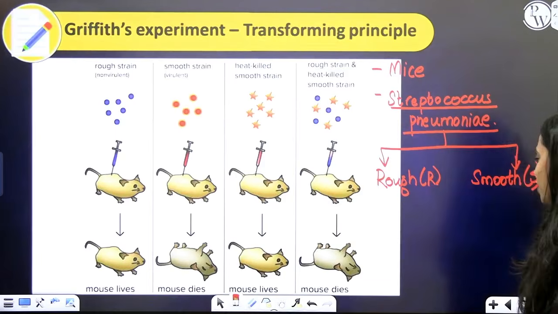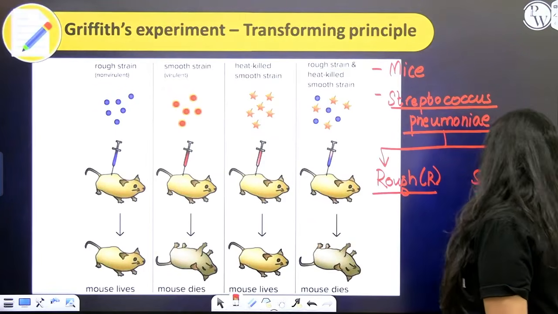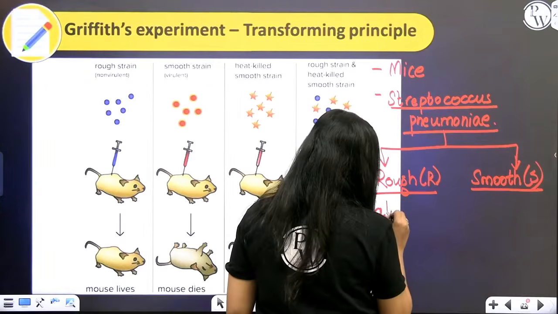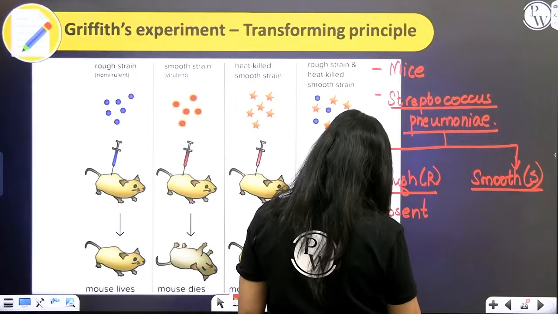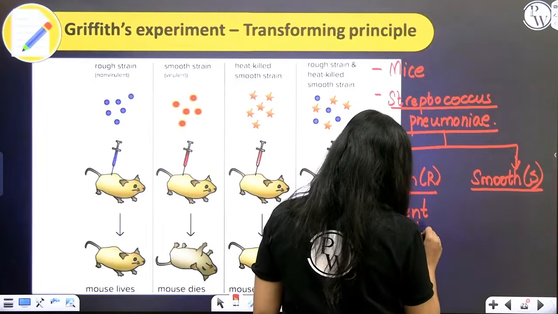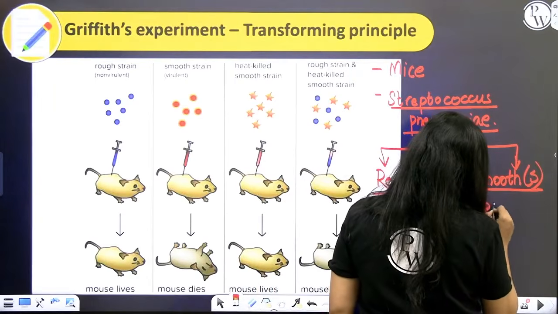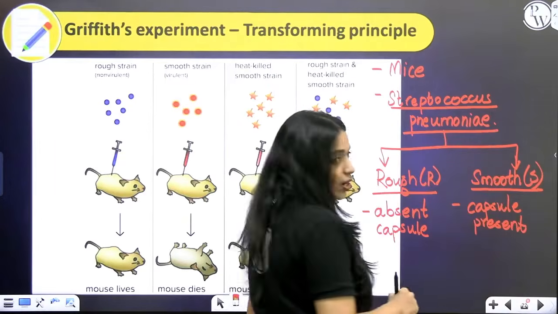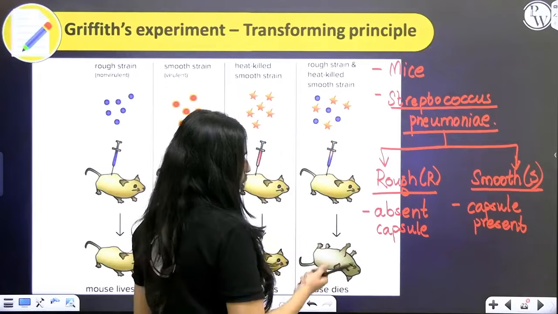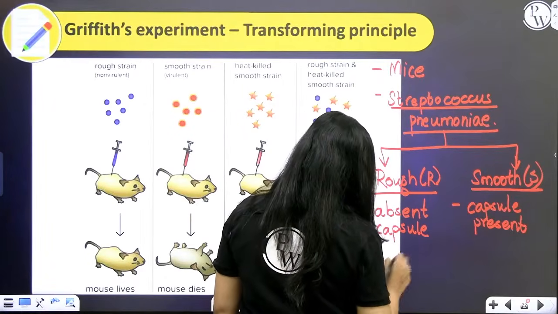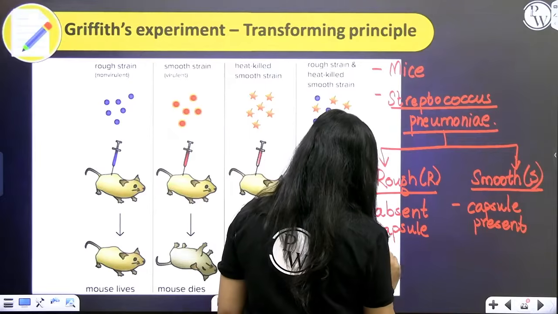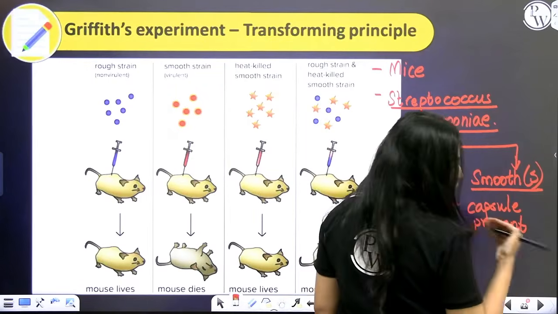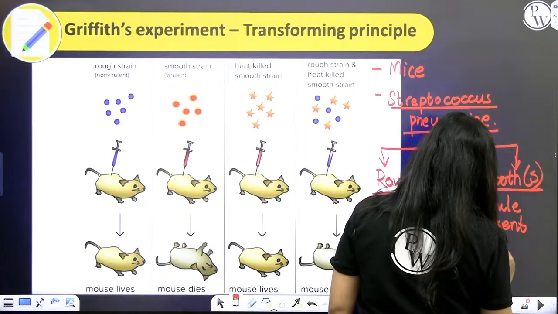The difference between rough and smooth is that the colonies of rough bacteria appeared rough because of the absence of a capsule around them. In smooth bacteria, the capsule was present. So smooth strain bacteria were encapsulated, rough strain bacteria were not encapsulated. Rough strain bacteria did not have the ability to cause the disease, so we call it non-virulent. The smooth strain bacteria had the ability to cause pneumonia, so they were called the virulent strain.